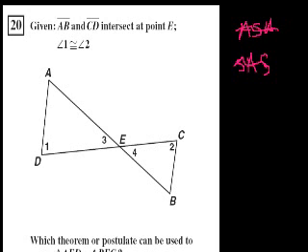So problem 20. You don't want someone else to get paid more just because they were willing to say SAS, ASA. Anyway, all right, problem 20. Given AB and CD intersect at point E. All right, AB and CD intersect at point E.